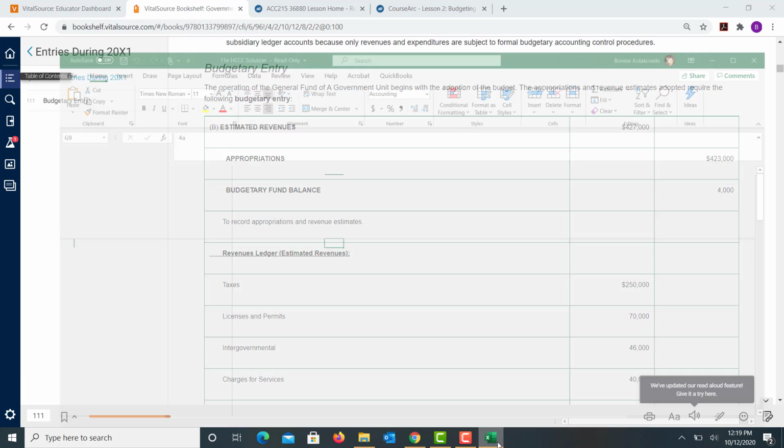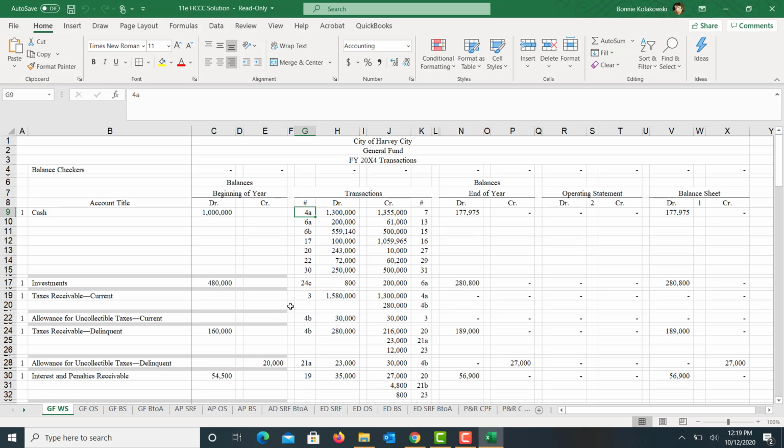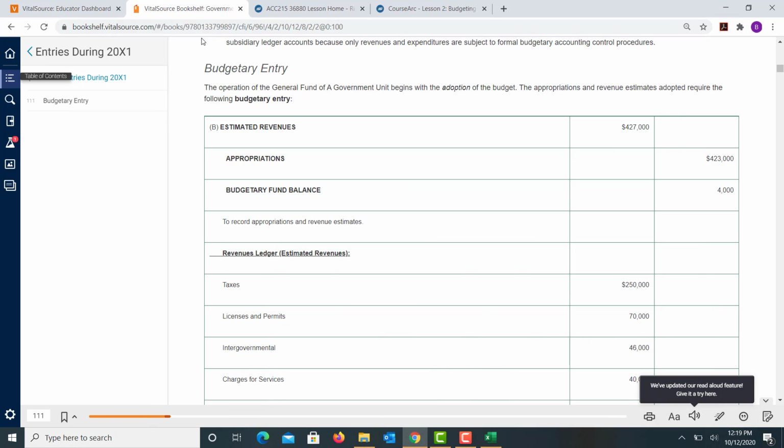So just to give you a little bit of understanding of the spreadsheet, balances go here, all your transactions go over here numbered. Okay, so to get a better understanding, for example, let's go over to the Harvey City case study.